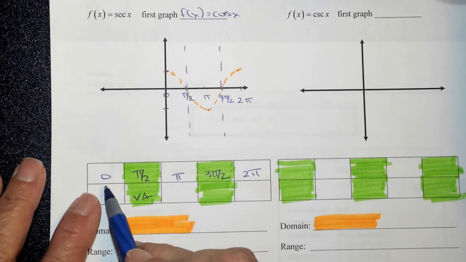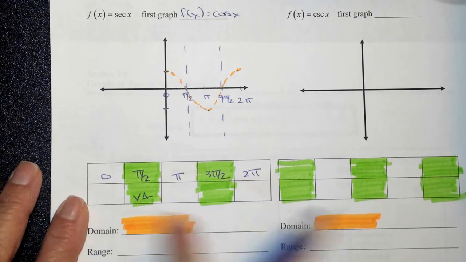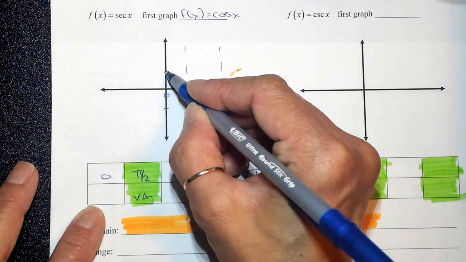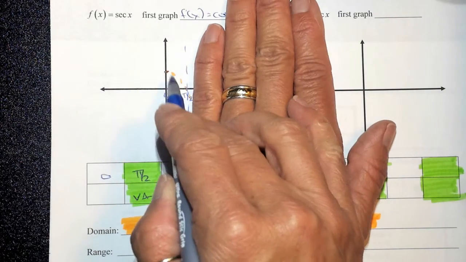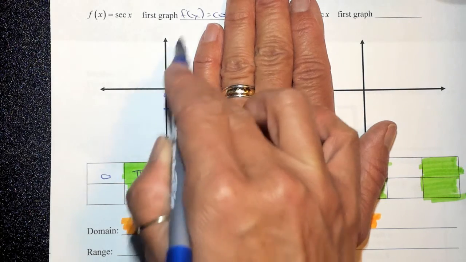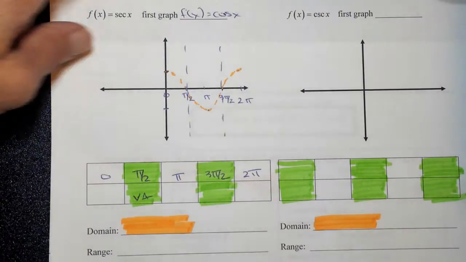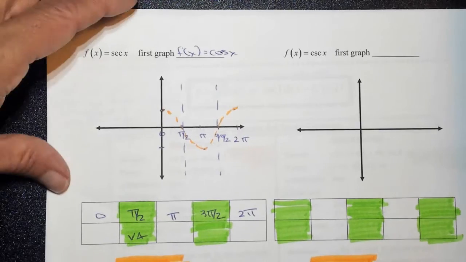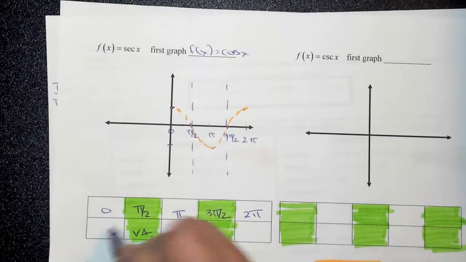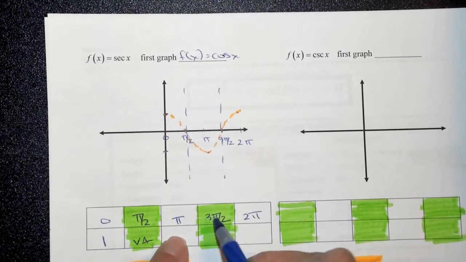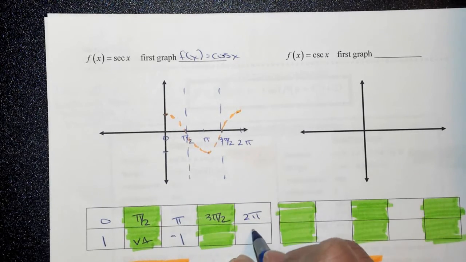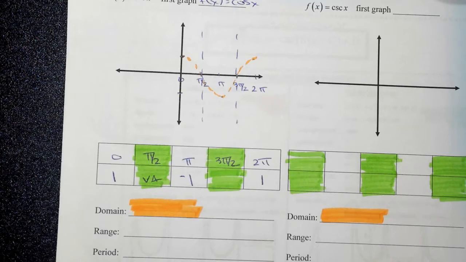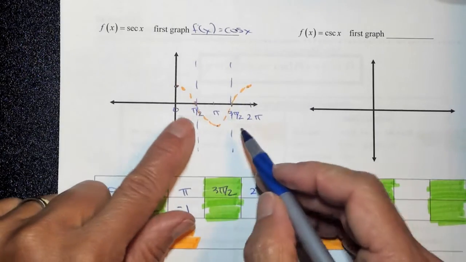At the point 0, remember this is for the secant, I have a value of 1. Because what's going to happen is you're taking this portion of this graph and you're going to flip it up, and it's going to go up in this direction towards the asymptote and away from the x-axis. So that means I have a point at 1, and then at pi I will have a point down here at -1, and at 2 pi I will have a point at 1. So there's my table, because this is now what I need to do.